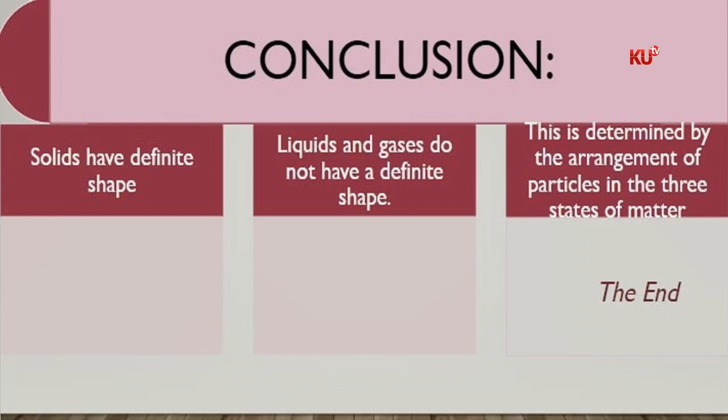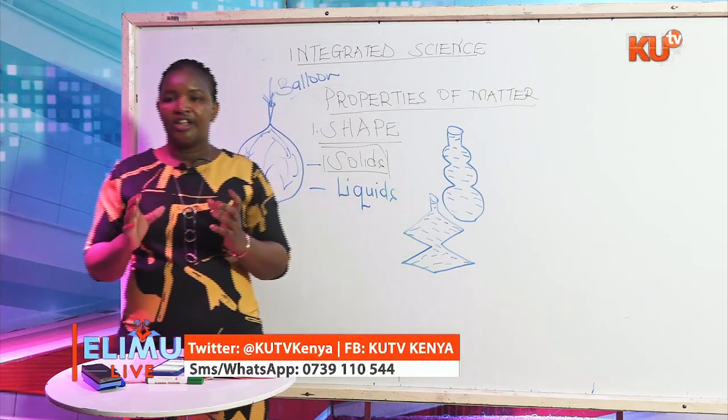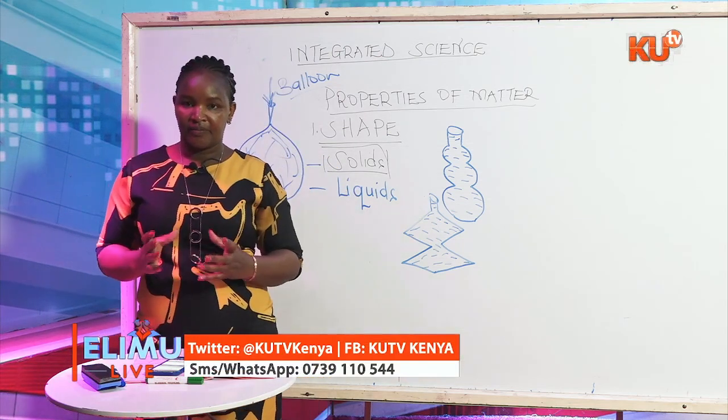And therefore we can make one final conclusion: the shape that a material takes is simply determined by the arrangement of particles in the three states of matter. And that is what we call the kinetic theory of matter.